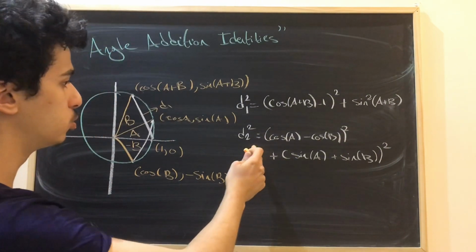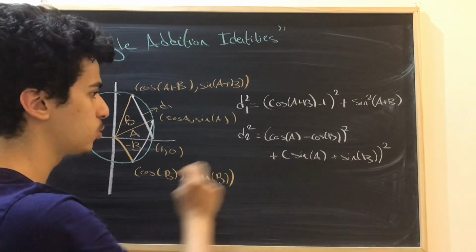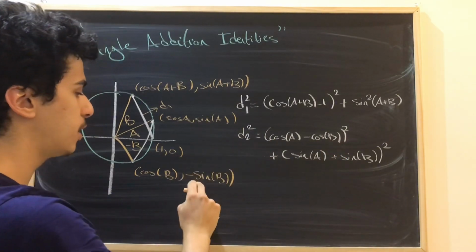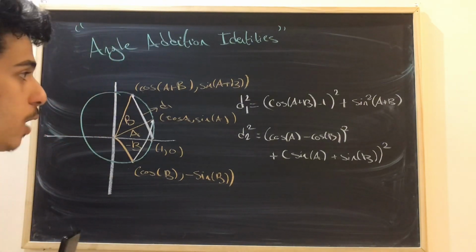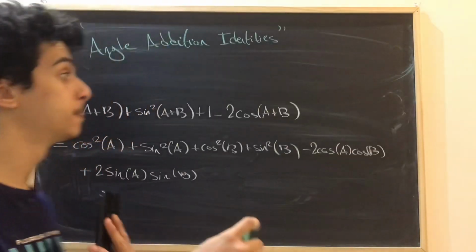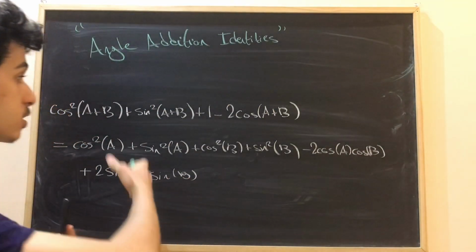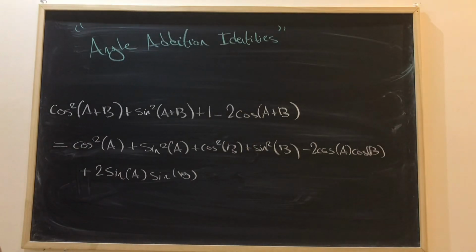And d2, which is a bit more interesting, we have cosine A minus cosine B squared and sine A minus sine B, which makes it a plus sine B, all squared. Now I'll rewrite and expand. Okay, finally, after expanding and rearranging some things, we get this big expression.